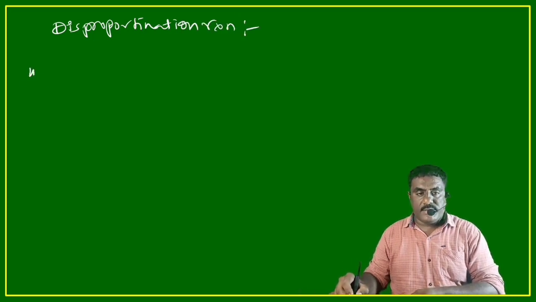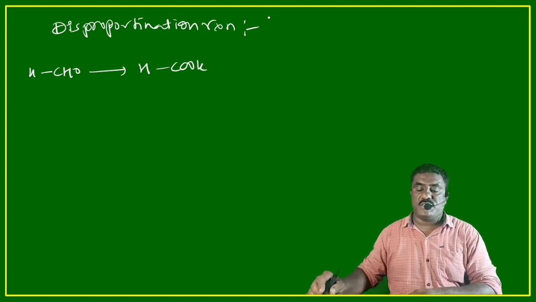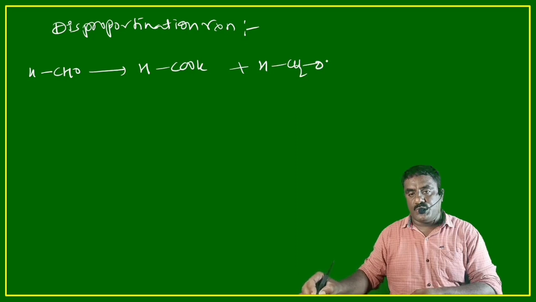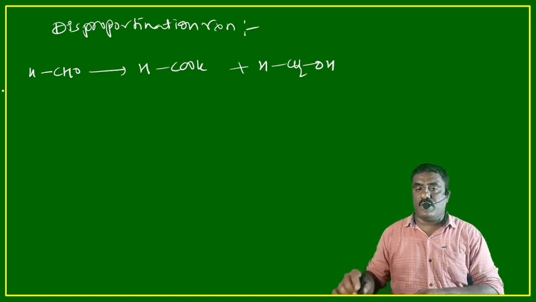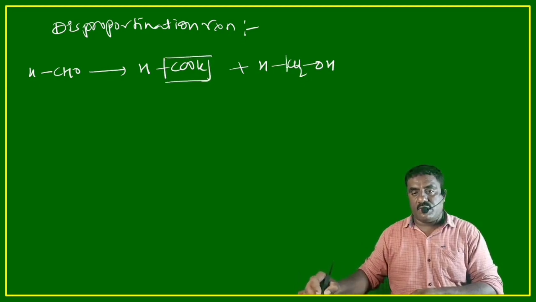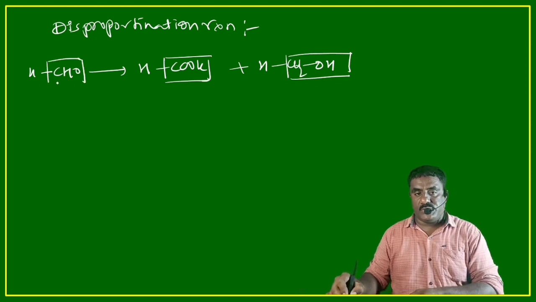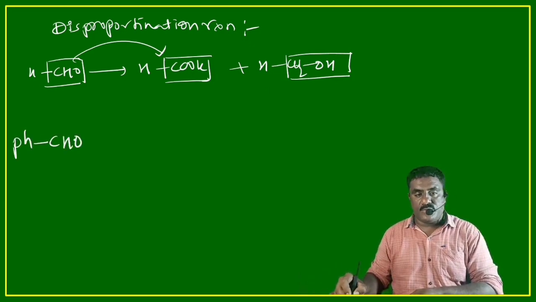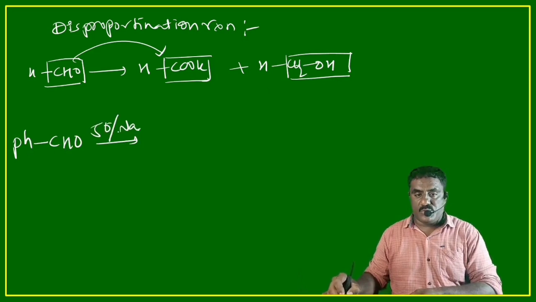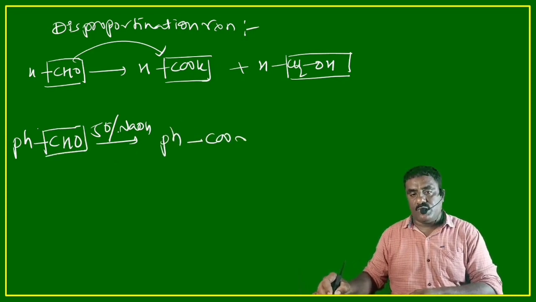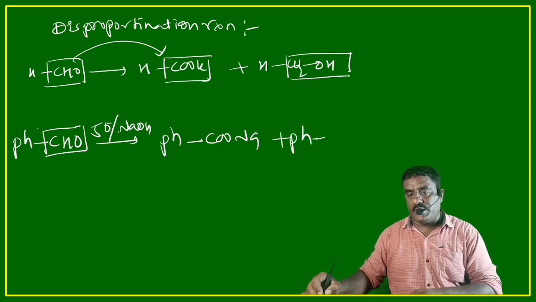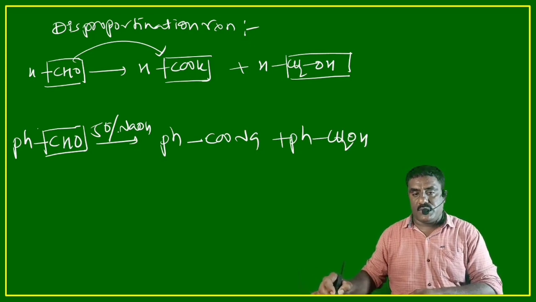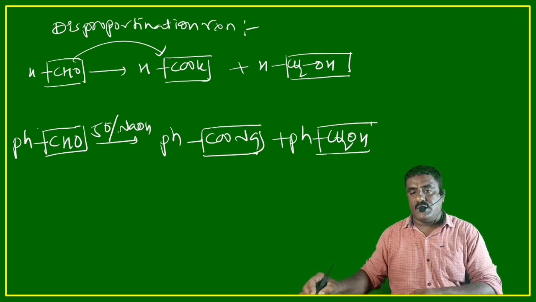So HCHO is converted to HCOOK, the potassium salt, and to CH3OH. One aldehyde is converted to the salt of carboxylic acid, COOK, and another to CH2OH. I am taking PhCHO in the presence of 50% sodium hydroxide. What is the product? Very simple. One CHO is converted to PhCOONa and the other to PhCH2OH.